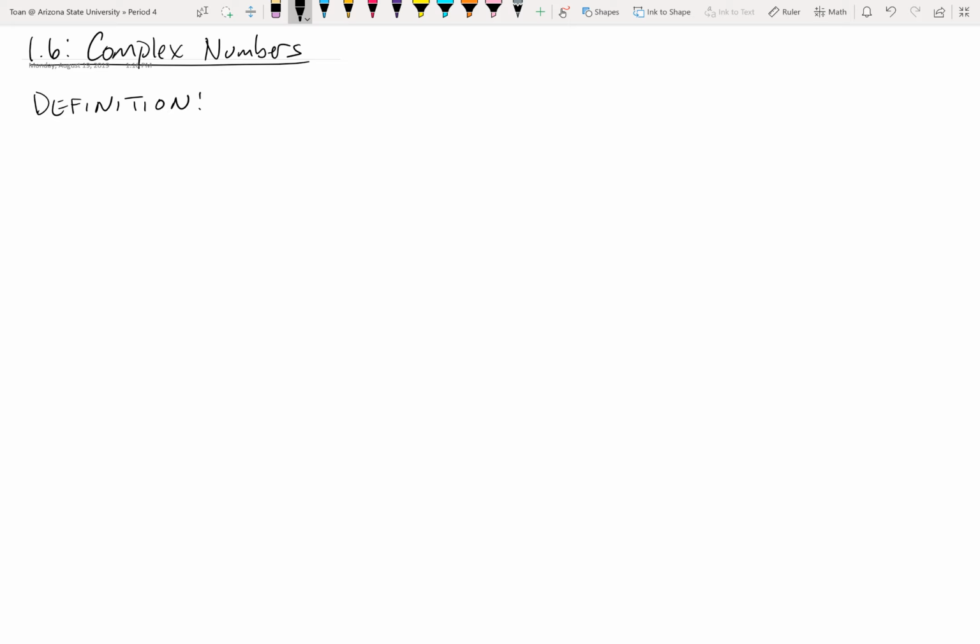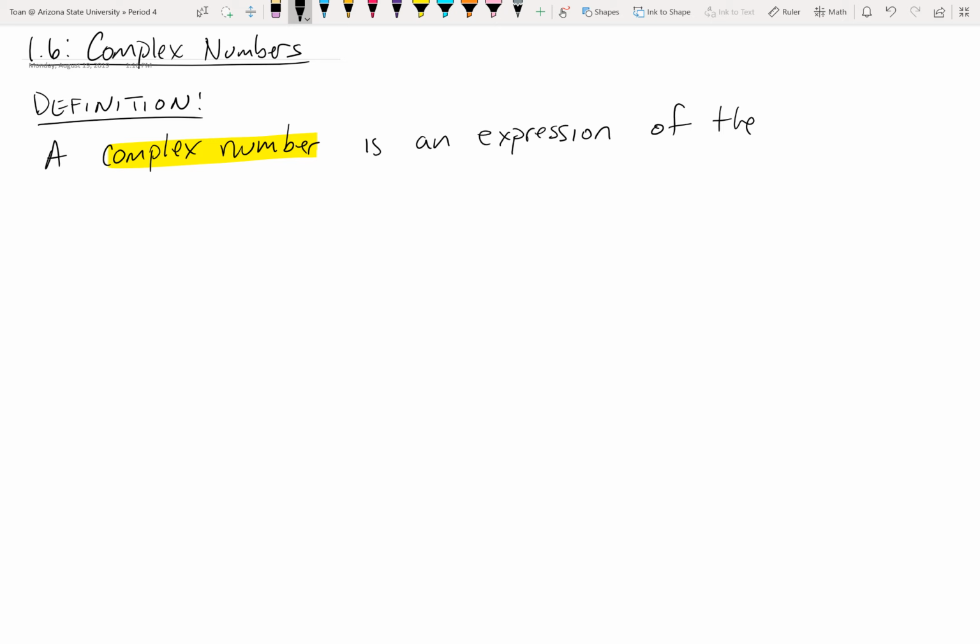If we're going to talk about complex numbers, we have to know what they are. So, a complex number, that's the vocab word there, is an expression of the form a plus bi. That's it. It's simply a number that's made up of two pieces instead of the traditional one piece that we're familiar with.